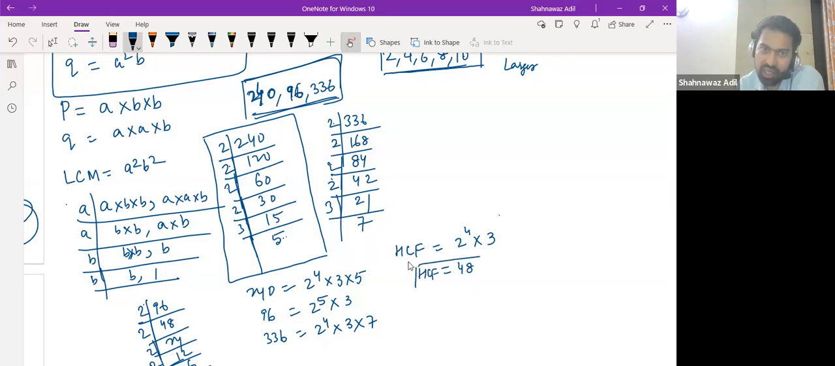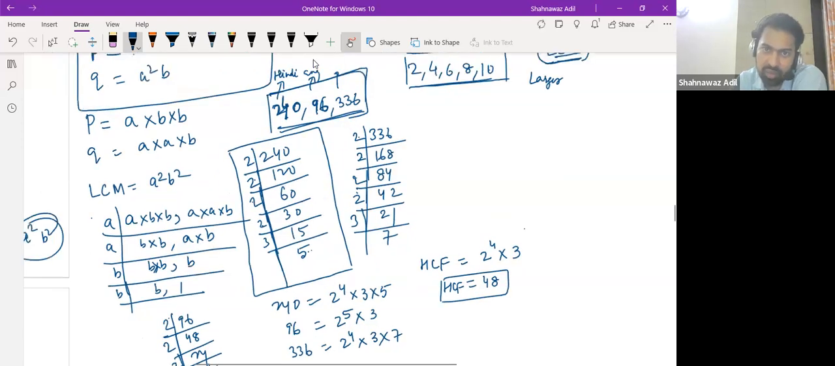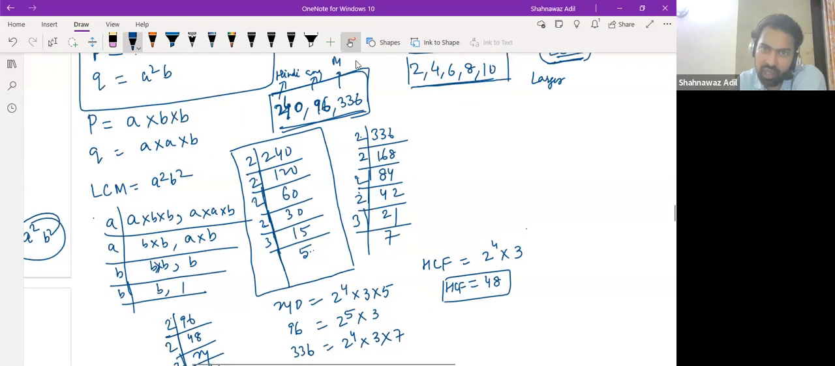Which means they can also ask how many stacks. This one was 240 for Hindi, 96 for English, and 336 for mathematics. So then they can ask you how many stacks of Hindi, how many stacks of English, and how many stacks of mathematics. Yes, this would be the number of books in each stack.